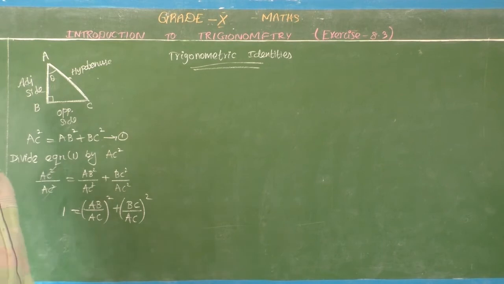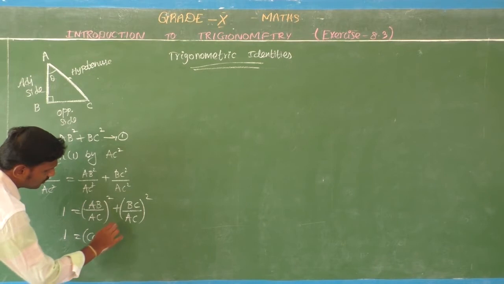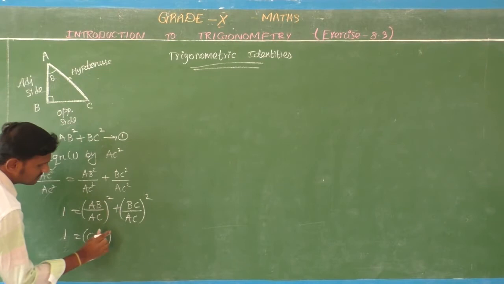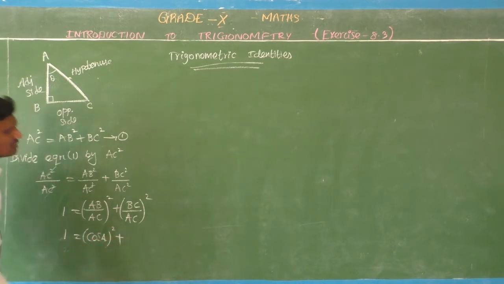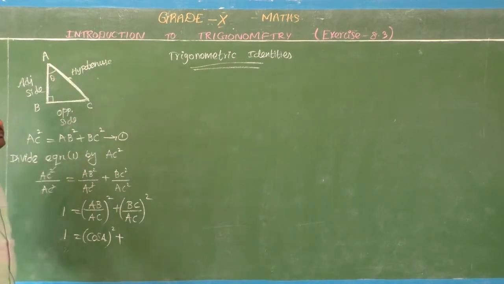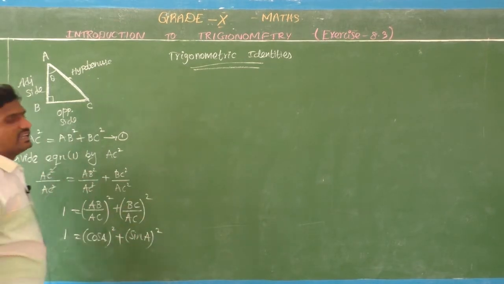Now what ratio will come to you? Adjacent side by hypotenuse, which is equal to what? Cos theta. So 1 is equal to cos theta the whole square, or otherwise take A also: cos A the whole square plus BC by AC the whole square. So BC means what? Opposite side. Opposite side by hypotenuse is equal to what? Sin theta. So that is sin A, sin A the whole square.